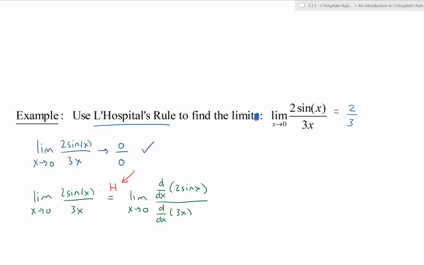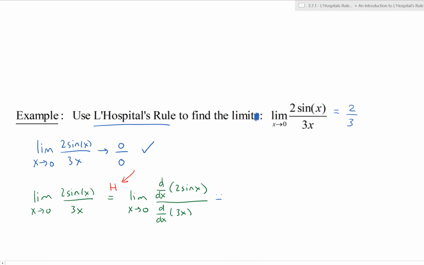Moreover, notice this is not a quotient rule here, right? We're not applying the derivative of a quotient. Rather, it is the quotient of the derivatives, as the rule says. So I've got to differentiate both the numerator and denominator here to produce the new limit which we are going to find. So let's do that.